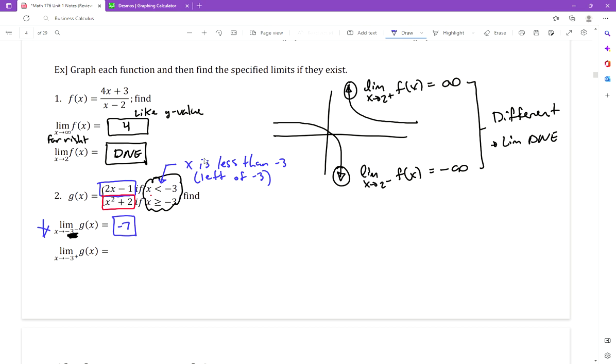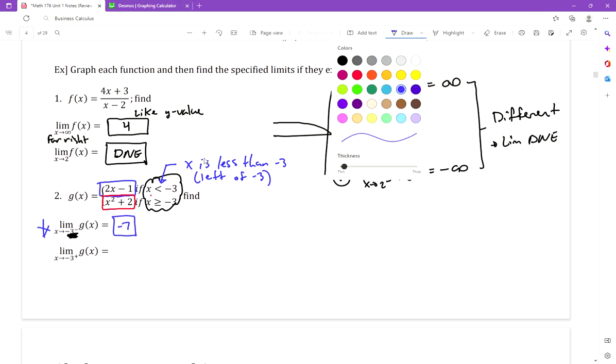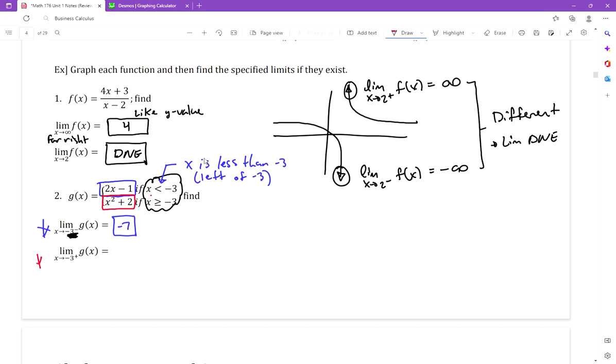And then the limit as x goes to -3 from the right. So that's this red graph. This is x is greater than or equal to -3, but the greater than portion is the right part. So remember that little plus sign. So we're right of -3. Okay, so let's box that.